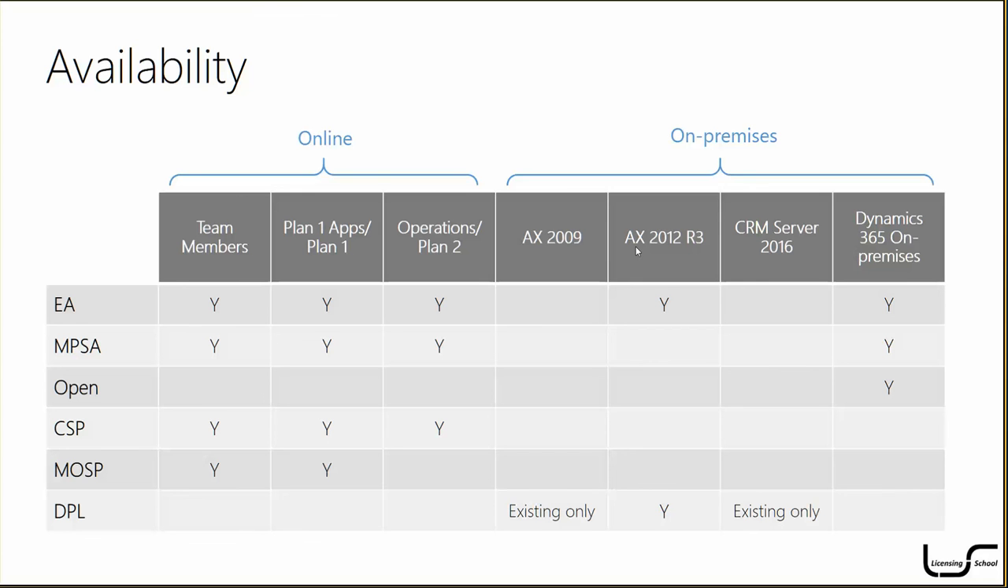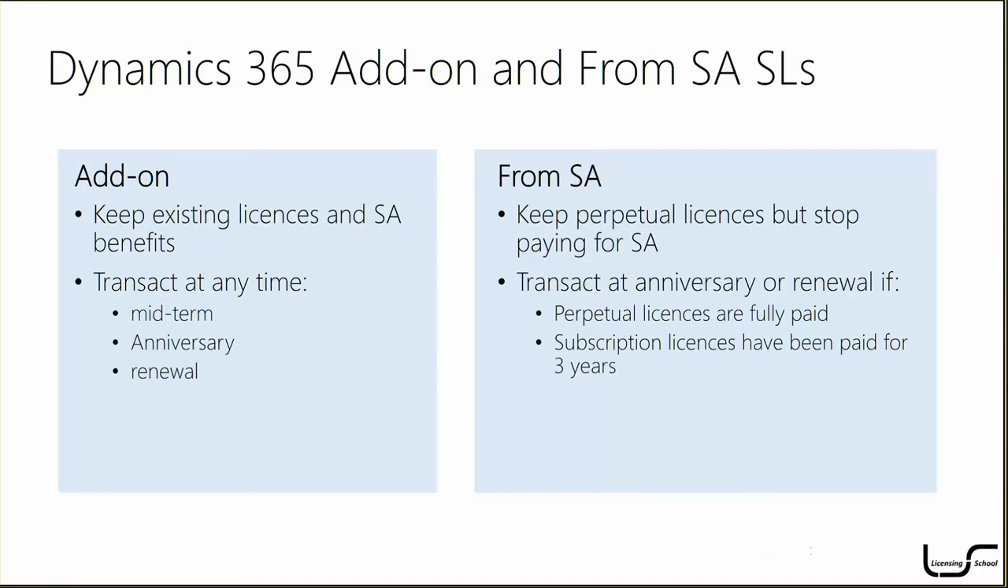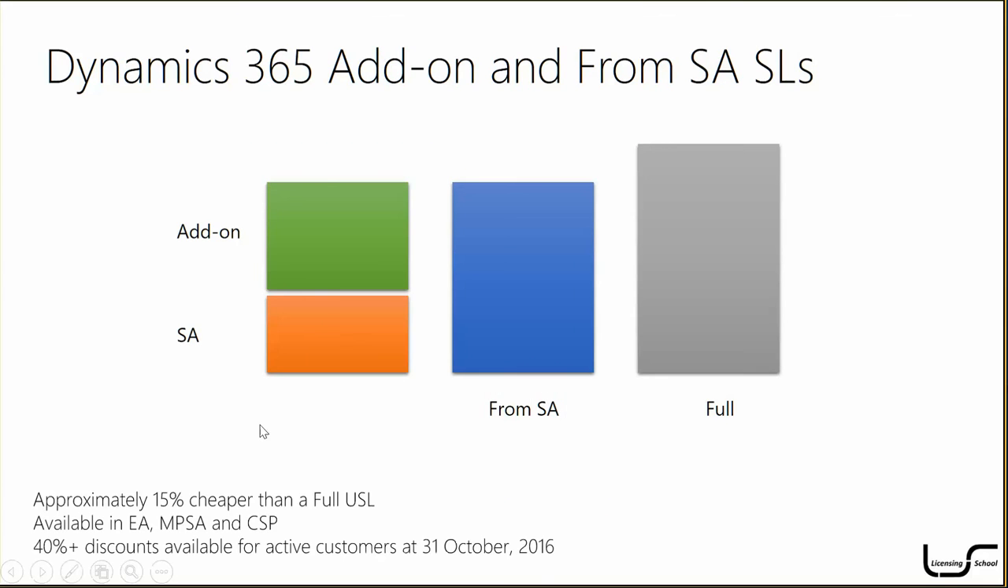One thing to be aware of with Dynamics 365 as an on-premises product versus an online product: the on-premises product has less functionality. It is a restricted feature set. We haven't got plans or tiered pricing. This is a useful link if you want to know exactly what the difference is between them. Because of this, customers may want to move from the Dynamics 365 on-premises world to the online world. And there are two ways of doing this. Let me show you the next diagram. Can you see here?